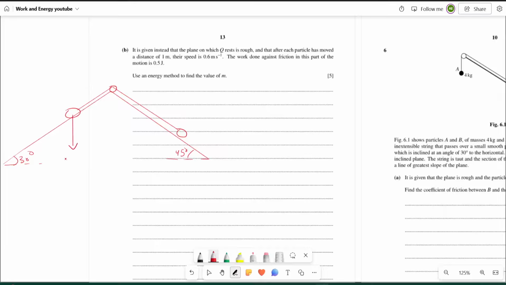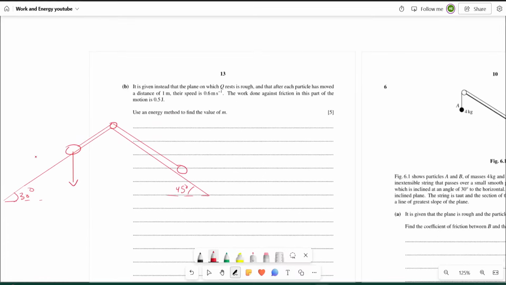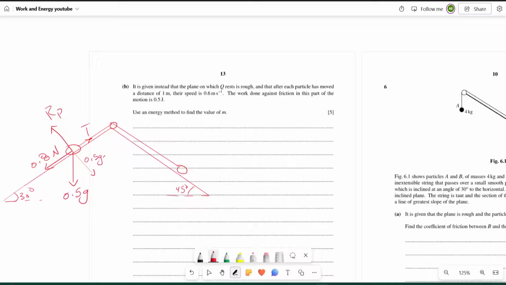The forces on P are going to be the weight, which is 0.5 g, the tension, and the reaction force, and P doesn't have any friction, so that's all we're going to have. No, we still have the 0.8 Newton force that's acting over here. Now let's resolve. The weight is going to have 0.5 g cosine 30 and similarly 0.5 g sine 30.